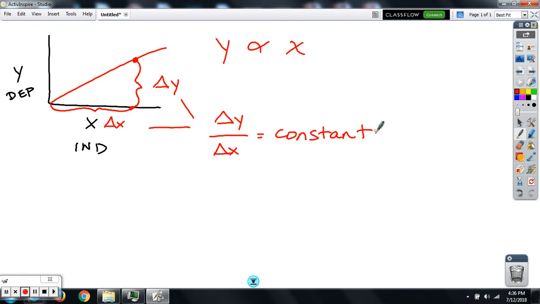And in this case, we can also describe it as the slope of the graph. So if your graph can be represented with a constant of proportionality that doesn't change, it's a constant, then you have a proportional relationship.